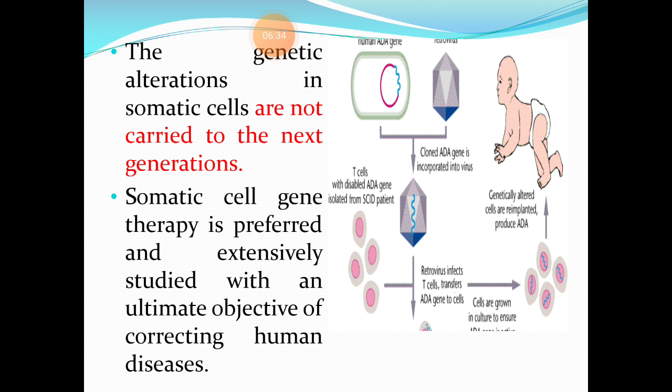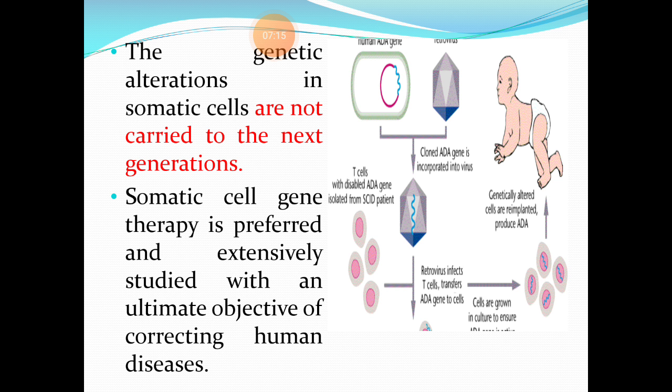T cells are a type of immune cells, and these defective T cells will not have, or will have disabled, ADA gene in them. So these T cells with disabled ADA gene are isolated from the SCID patient, and you can give them a viral vector which is cloned with the normal ADA gene, so that when the retrovirus infects these T cells, it transfers the normal ADA gene into these cells.